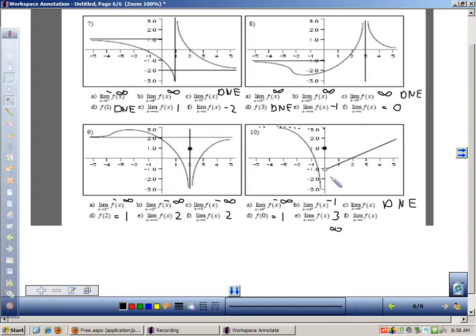And as x approaches positive infinity, what happens to my function? It just keeps getting bigger and bigger. So that would be infinity.